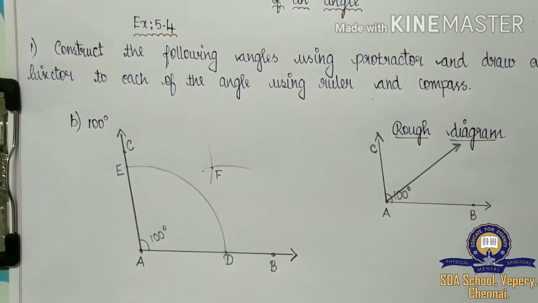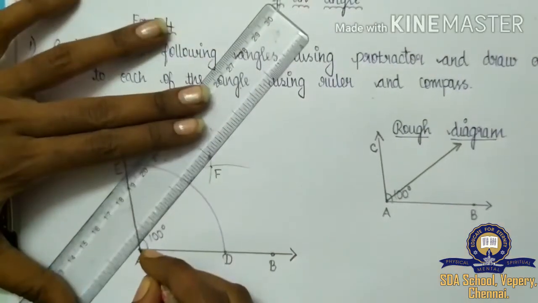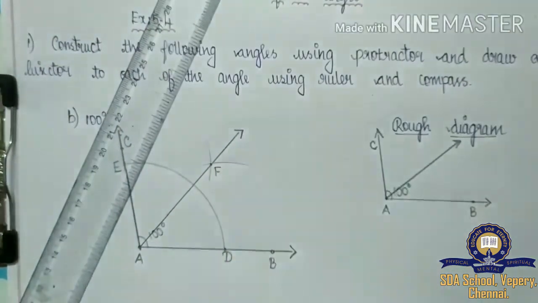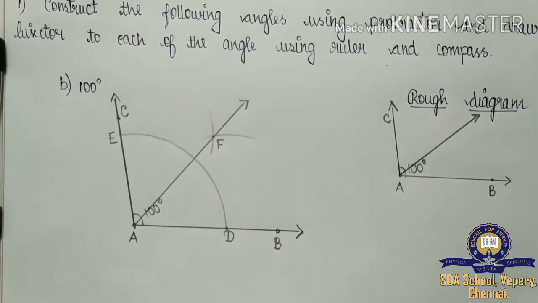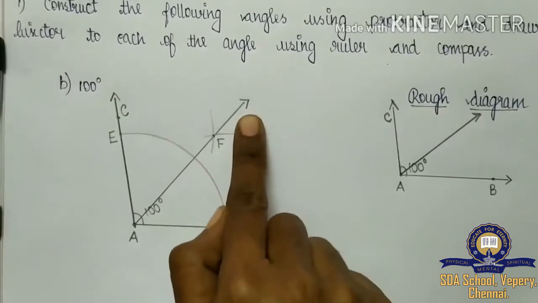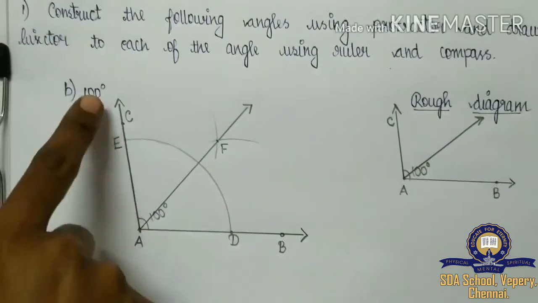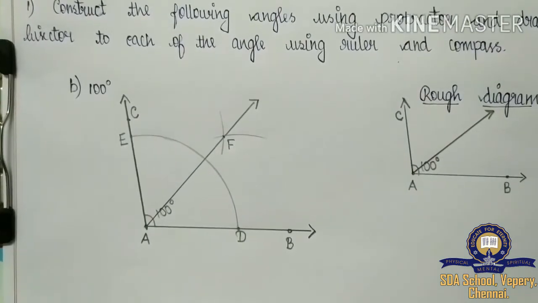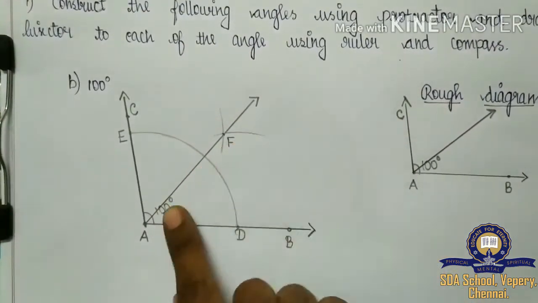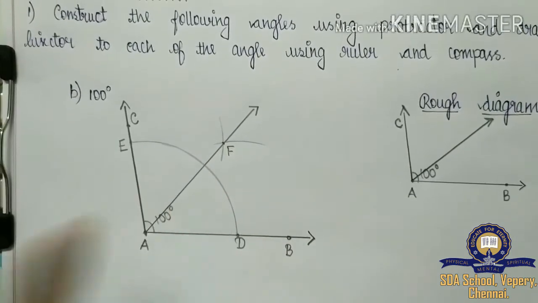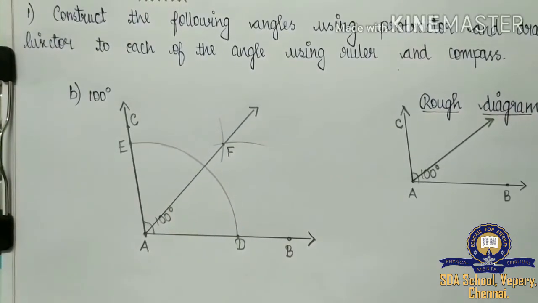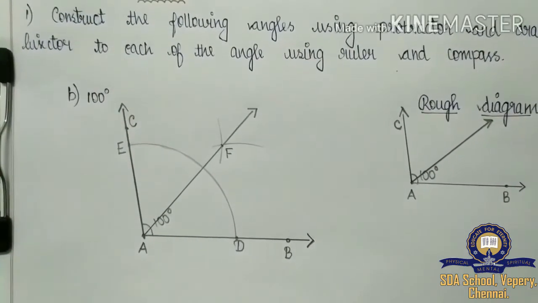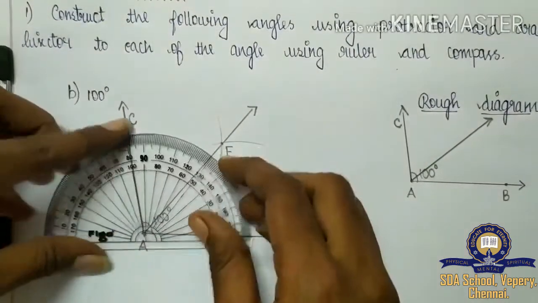Now join the line AF. Now AF is the required bisector of the given angle ABC. Therefore, now we are going to check whether the bisector makes two equal angles. For that, take a protractor. Half of 100 degree is, yes, very good, 50 degree.